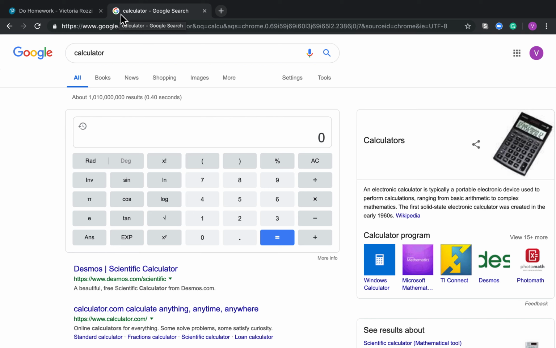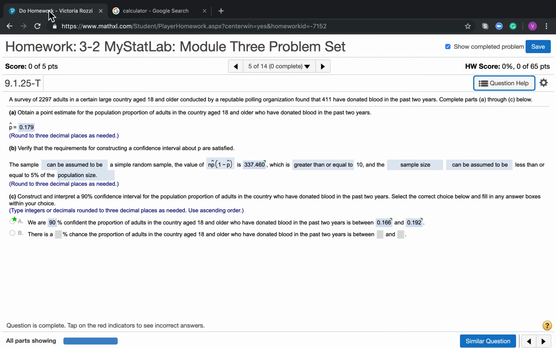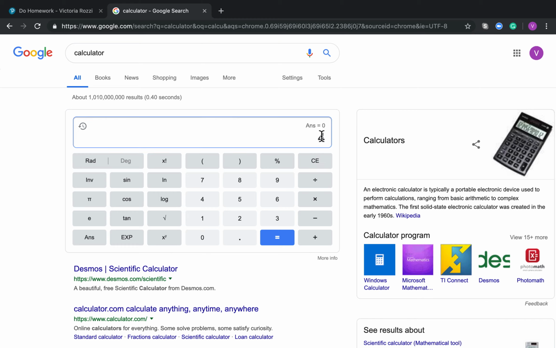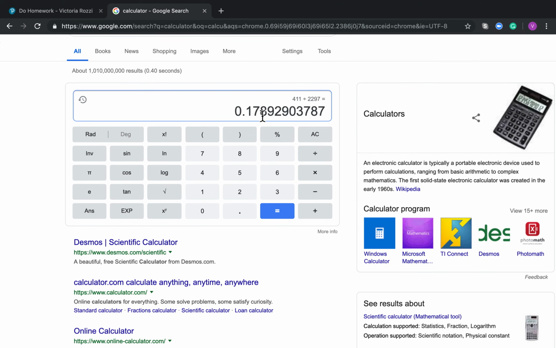And here is our calculator. So again, that was, I believe, 411 divided by 2297. Now they wanted me to round to the third decimal place. So if I look here, this is an 8. If I look to the right, it's a 9.